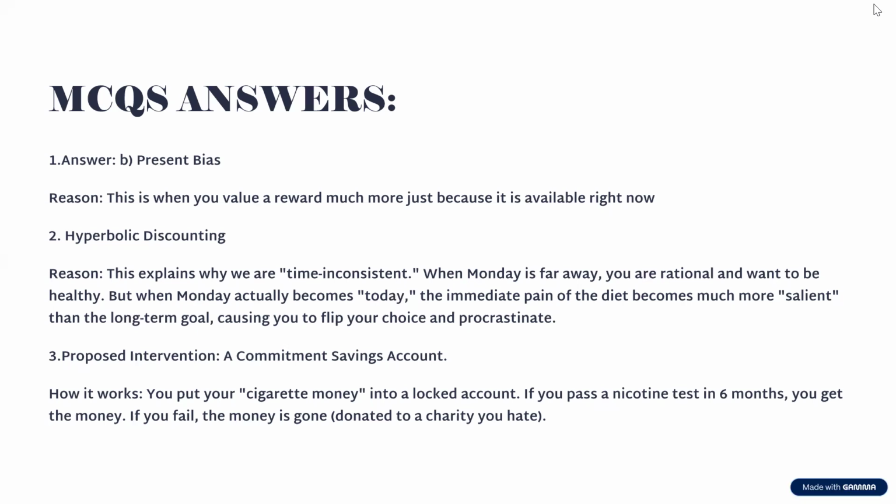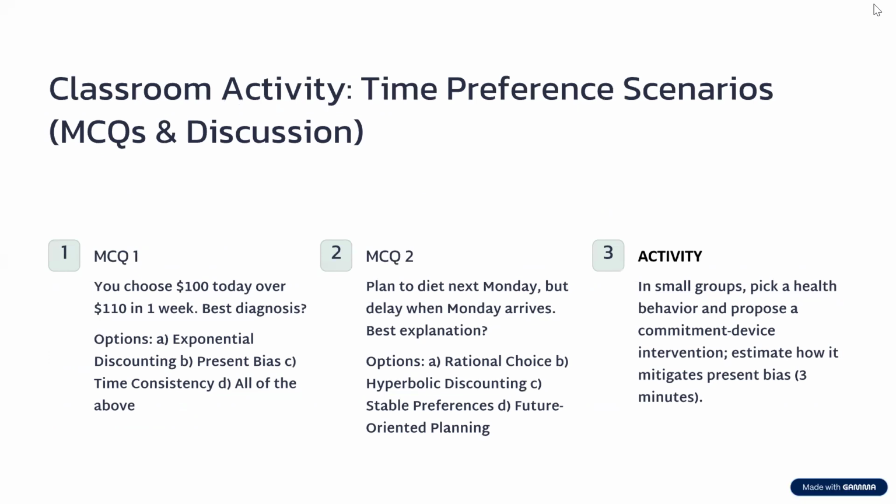Now we'll look back at the activity. In a small group, pick a health behavior and propose a commitment device intervention. A health behavior could be an addiction to something, maybe cigarettes, or maybe you eat something you're addicted to. Then propose a commitment device intervention and estimate how it mitigates present bias.